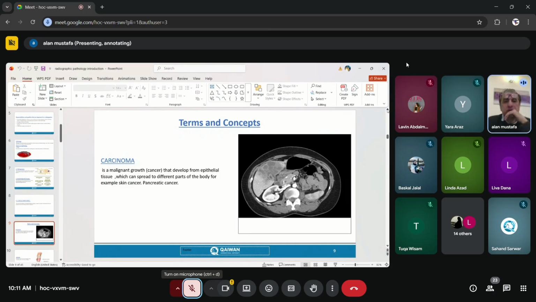We have something else called carcinoma. I am sure all of you know by now what we mean by carcinoma.